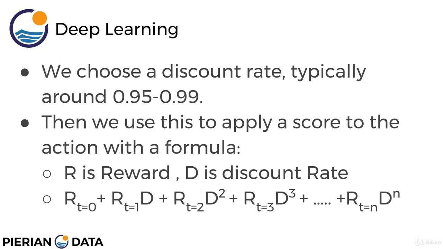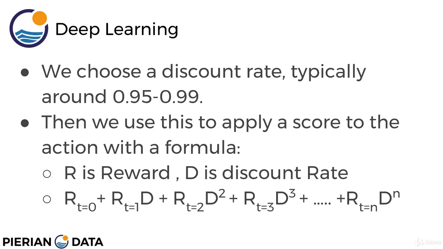But you essentially use that discount rate and apply a score to the action with the following formula. Let's say R is your total reward that gets returned back from the environment, and D is that discount rate, that 0.95 or 0.99 number. What you end up doing is you calculate a specific score for the action. This is actually different than the reward. This is a discount score that you are assigning that action.